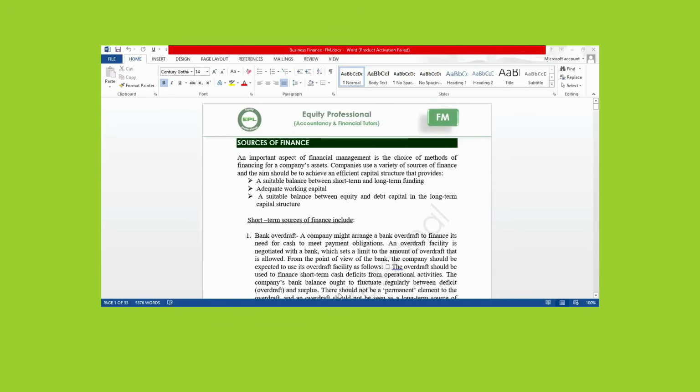Tonight we are looking at the second topic. Our second topic is business financing, that is, sources of finance. The class is on.